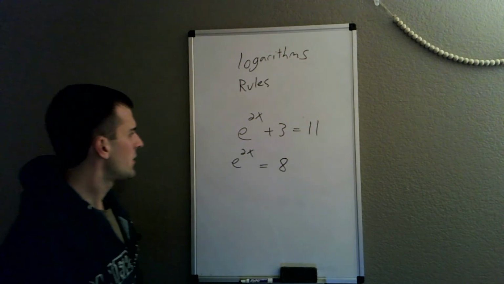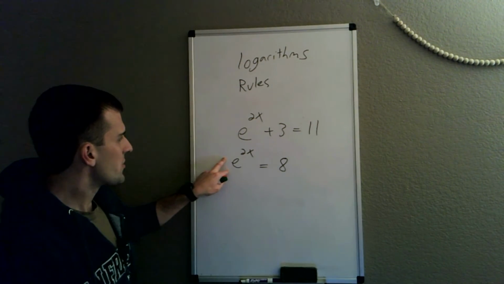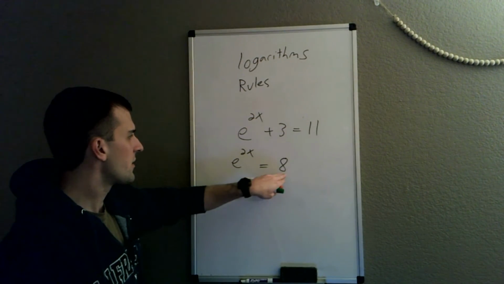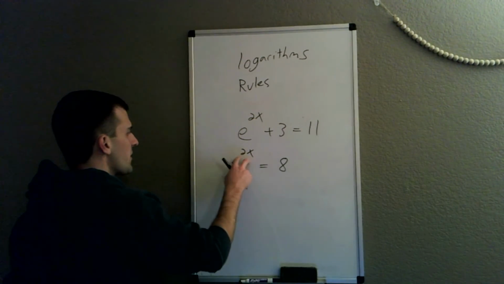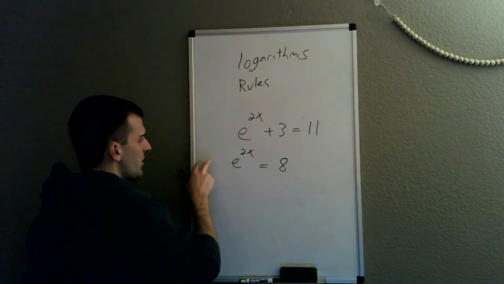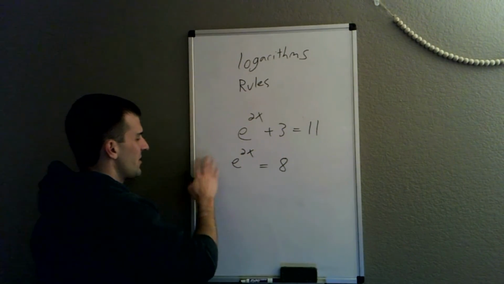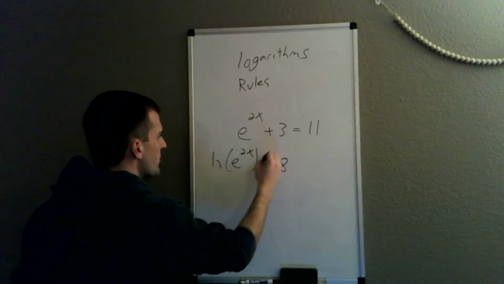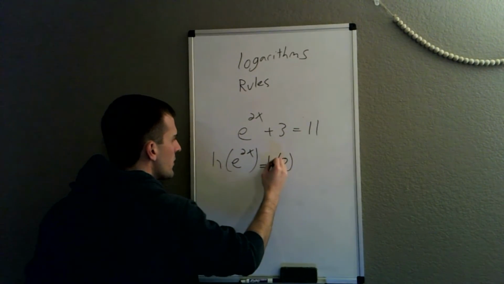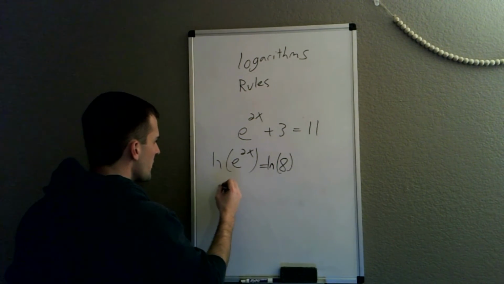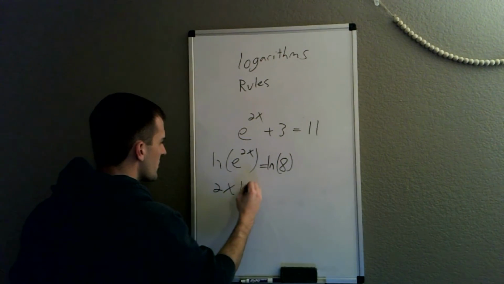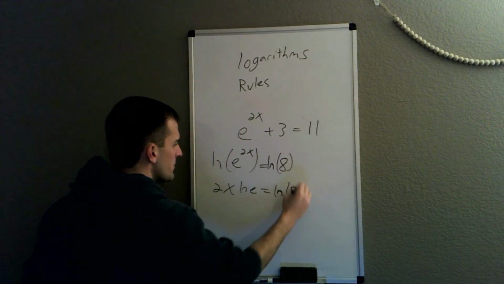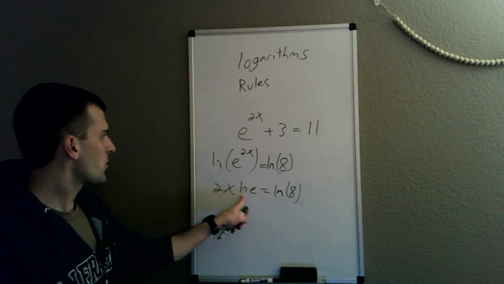Alright, so now we're left with some type of exponent on the left-hand side and just 8 on the right-hand side. So to get this 2x down out of the exponent, we're going to take the natural log of both sides. And we're left with 2x natural log of e equals natural log of 8. Now natural log of e can cancel out.